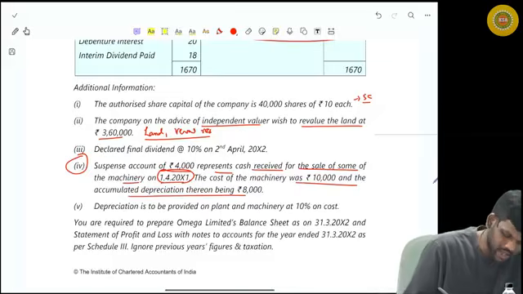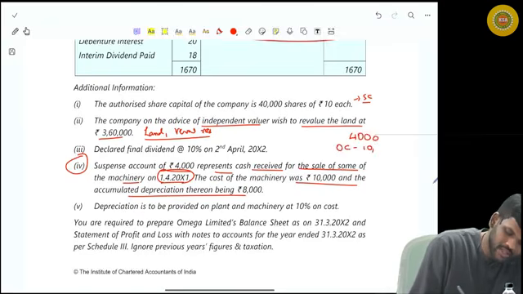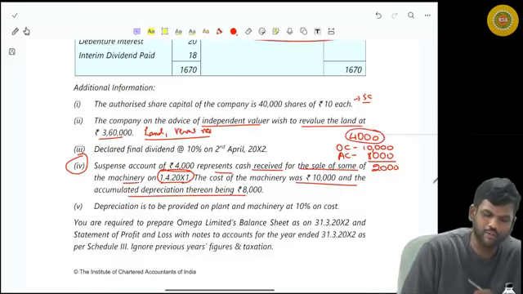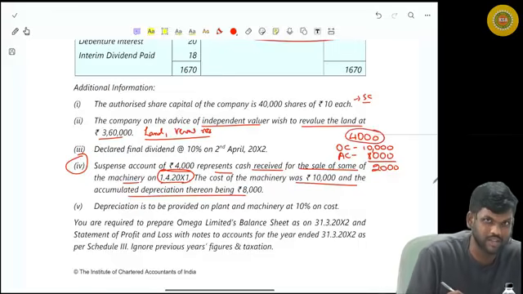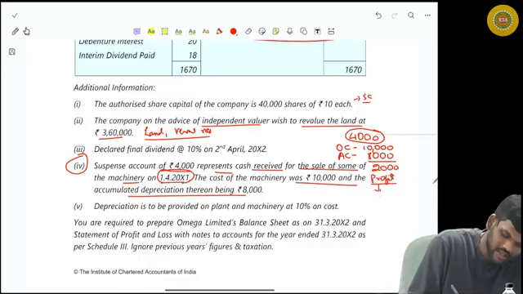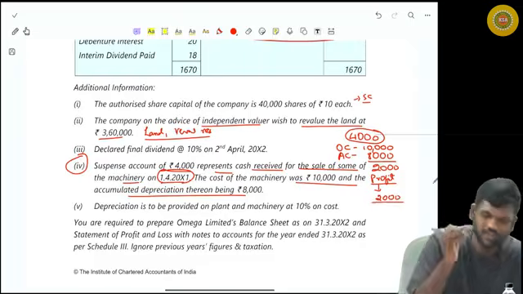So see, actually he sold some machinery and they received 4,000 cash. That machinery's original cost is 10,000 and that machinery's accumulated depreciation is 8,000. That means book value is 2,000. So 2,000 book value machinery, they sold it for 4,000. That means profit or loss? Think. It is profit. So how much is the profit on sale? Profit on sale is that 2,000.